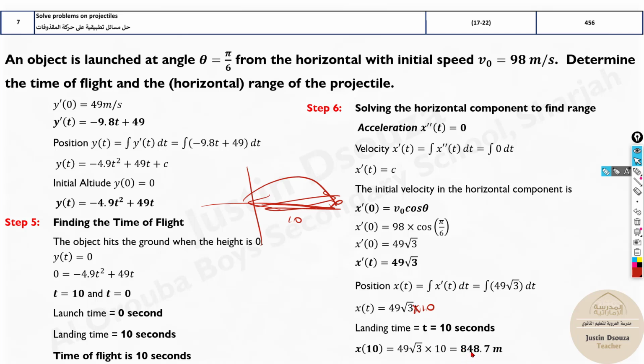So it covers 848.7 meters. So that is the answer. So that's how we solve this.